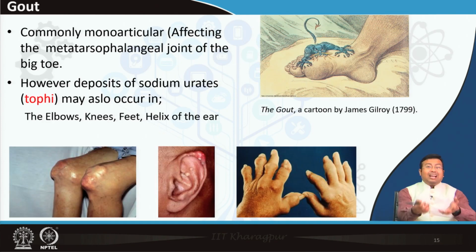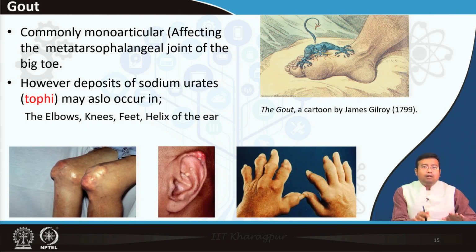So often it is a monoarticular disease. There are multiple reasons for joint pain. There are multiple systemic disorders, for example, rheumatoid arthritis, osteoarthritis, psoriatic arthritis. You can find the reasons for arthritis in any standard textbook, or you can even search online and you will get the answers, but most of them are characterized by multiple joint involvement.